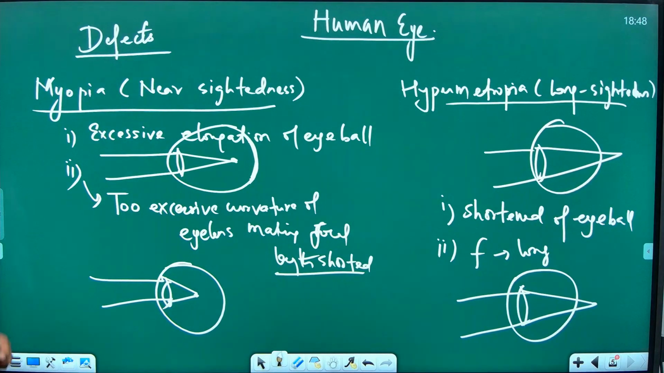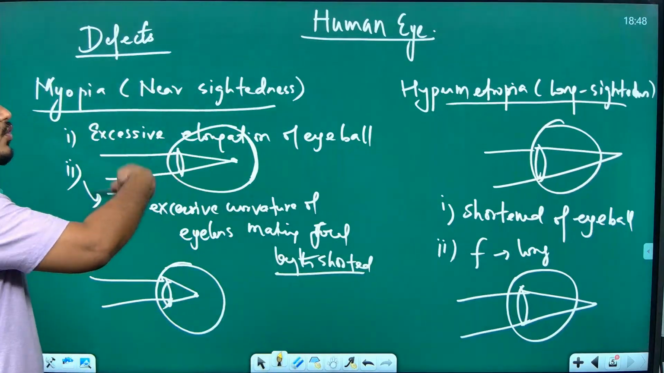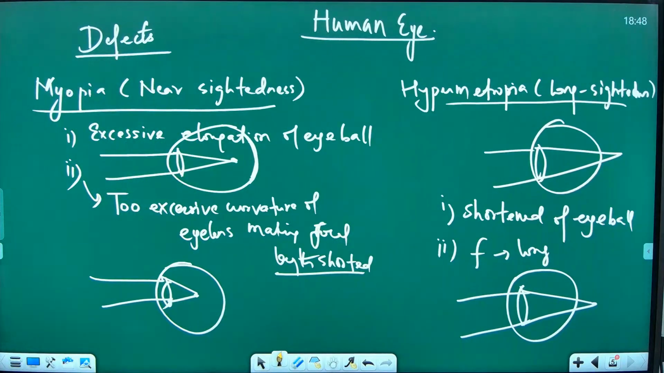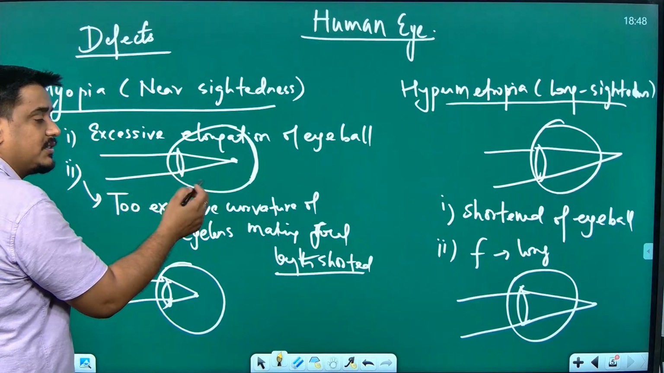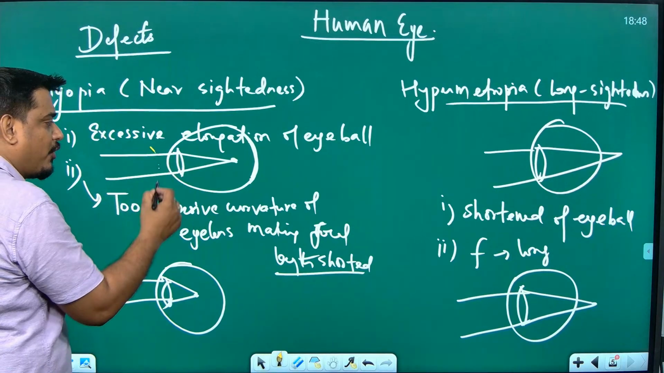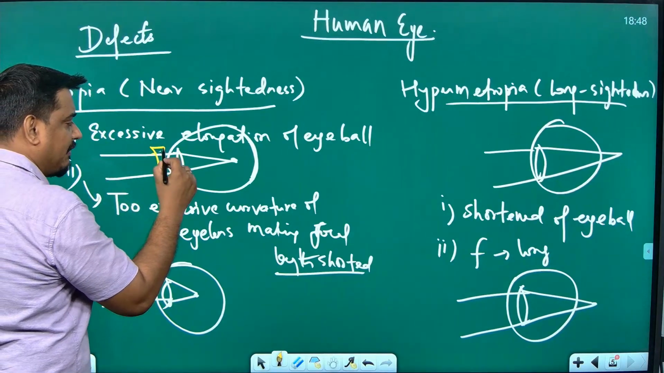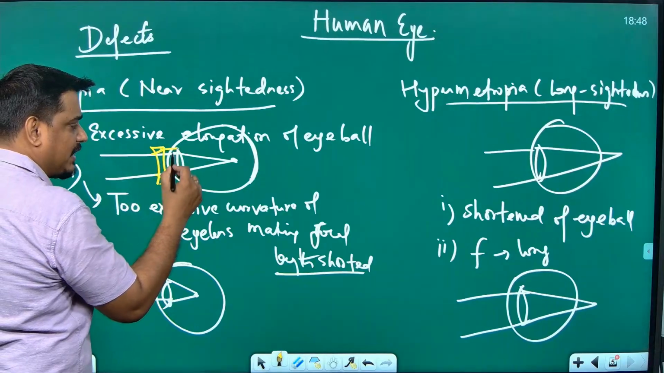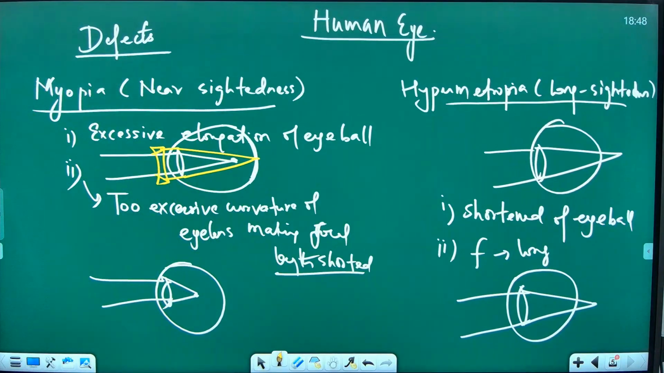So, it is common sense. If you want to correct myopia, I want to make my rays go and form the image at retina. So, I want it to get diverged. For diverging it, what do we want to use? Concave lens. So, when the ray is coming, it will diverge it here. After diverging it goes like this. So, now it is going to converge exactly at retina.